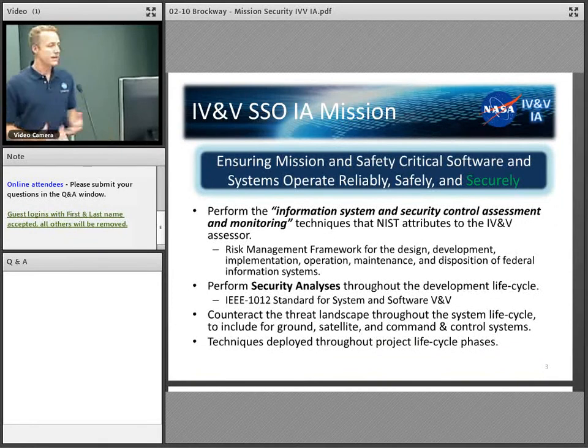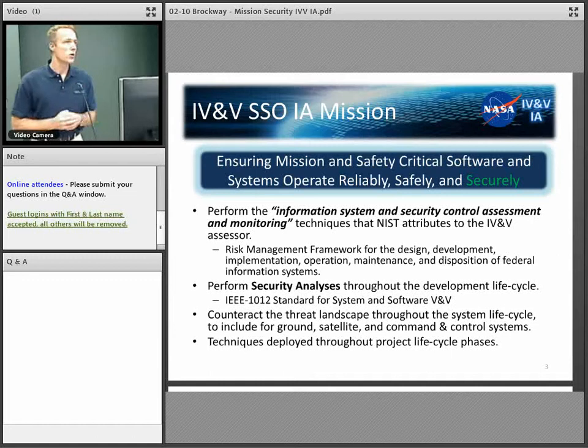So in that theme, the IV&V has a Safety and Mission Assurance Support Office, and we have an overarching program mission, and that is to ensure that mission and safety critical software and systems operate reliably and safely. And to fundamentally do that, you need to do that securely as well. The support for performing that is that we're assisted and reinforced by both NIST and IEEE.